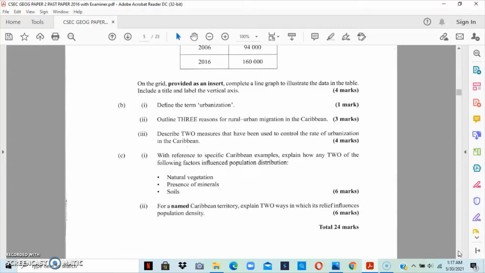Now, question C, part 1, it asks that with reference to specific Caribbean examples, we explain how any two of the following factors influence population distribution. Remember now, population distribution is basically how the persons are spread out over the land. Now we talk about natural vegetation, right?